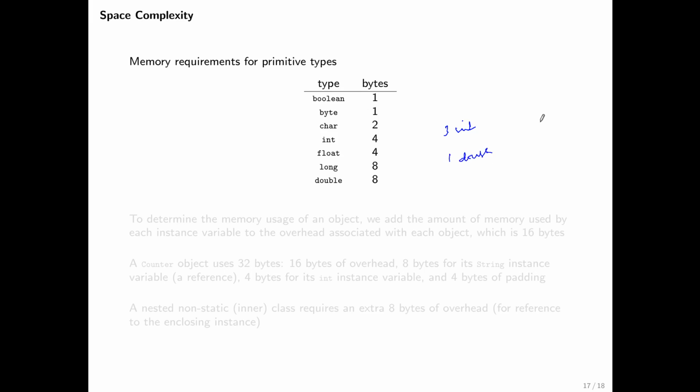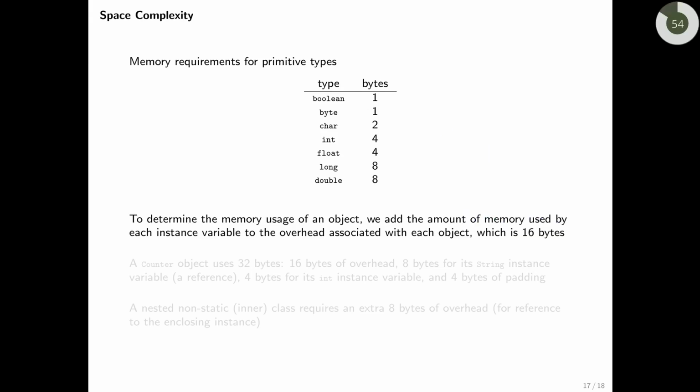Well, since you have 3 integers, it is 3 times 4 because each integer is 4 bytes, and then since you have a double, it is 1 times 8 because a double is 8 bytes. So how many bytes is this? This is 12 plus 8, and that's 20 bytes. Okay, so that's how you basically get an estimate of the memory footprint of a method that uses primitive types.